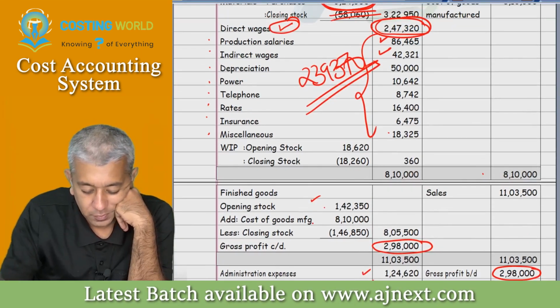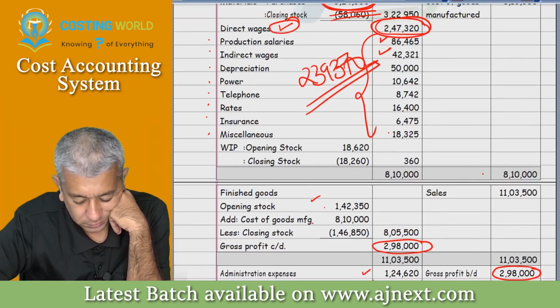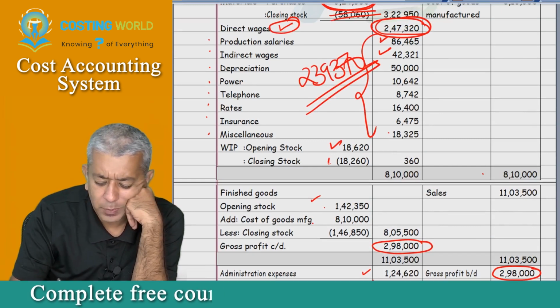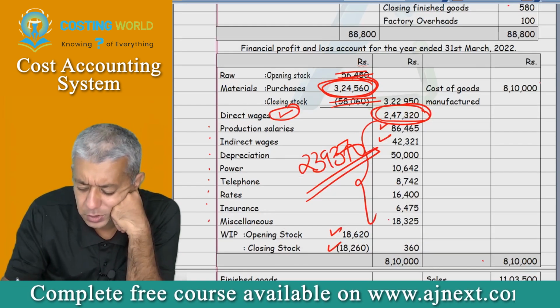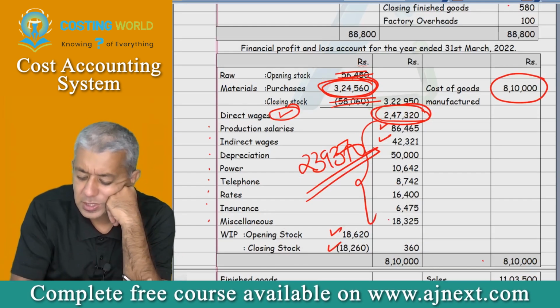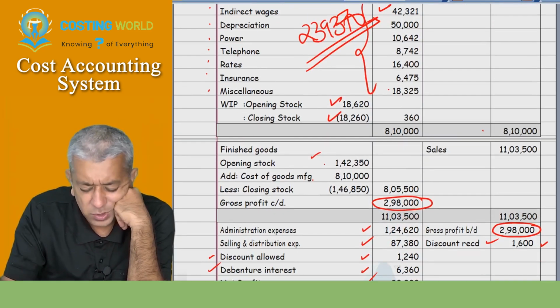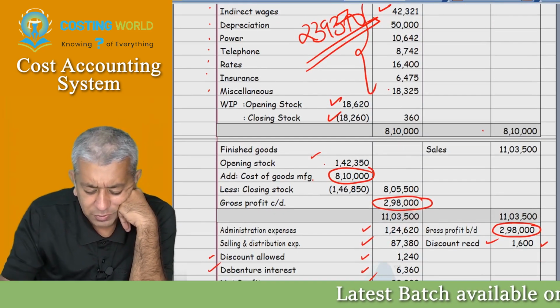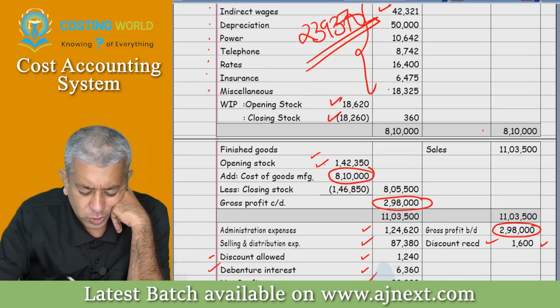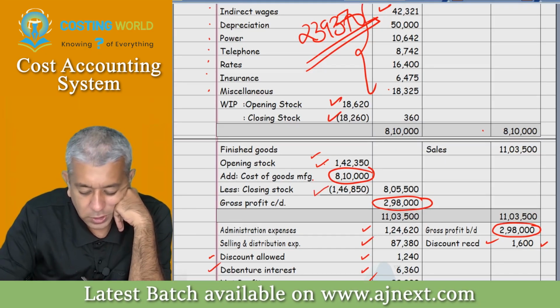Further, this is also done. WIP opening and closing we have all taken as per costing. This is just a balancing figure, 8,10,000. It'll get cancelled by itself only. Further, opening stock of finished goods we have all done as per costing. Closing stock we have all done.